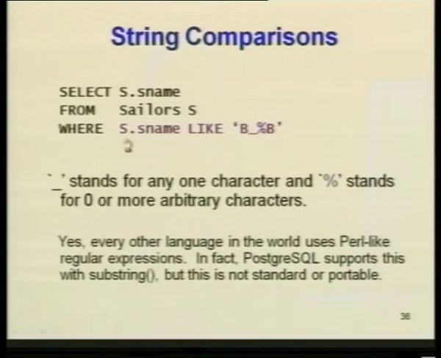So now let us take some examples. Select S.name from Sailors S where S.name like 'B_%B'. The underscore stands for any one character and the percentage stands for zero or more arbitrary characters. Many other languages use such methods for indicating one character and substrings, and similarly SQL also provides this.